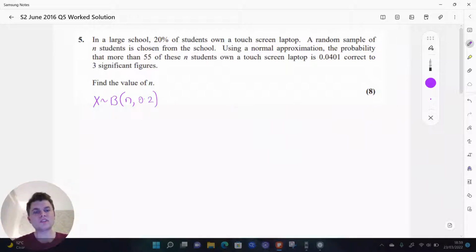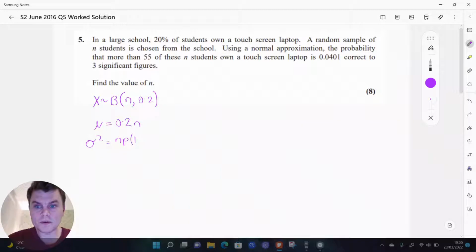In order to switch this to using a normal approximation, we need to know both the mean and the variance in order to set up that normal distribution. To find the mean, or an estimate for the mean, we do n times p, so that will be 0.2n. And to find the variance, we do n times p multiplied by 1 minus p, which in this case is 0.16n.